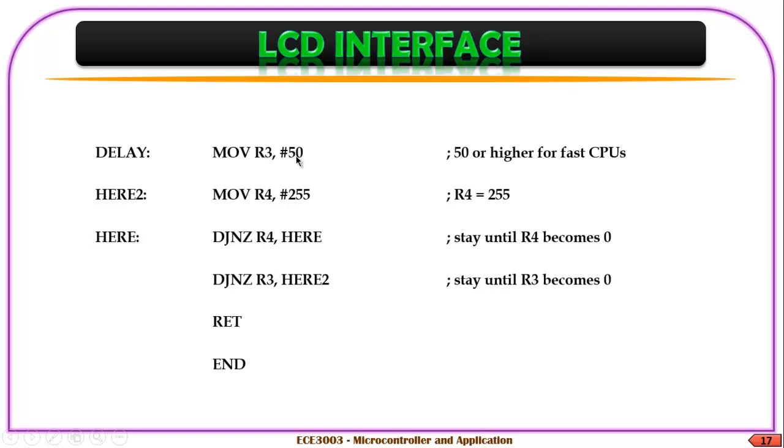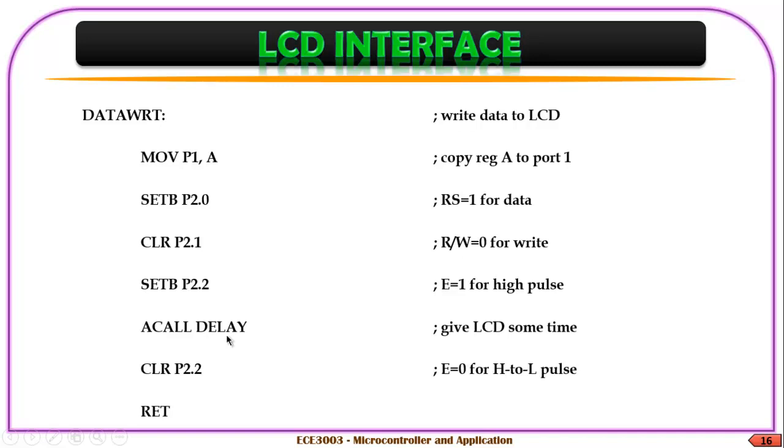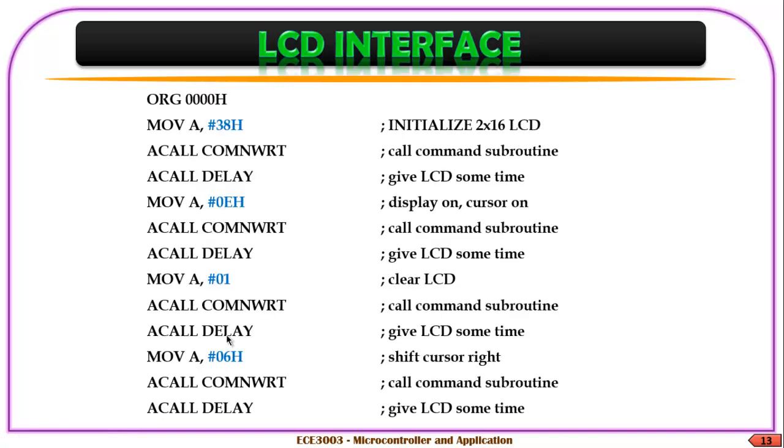R3 was initialized to 50, so now it has been decremented by 1 to get 49, and it will come back to here. Again, it reloads the R4 value. So this loop will behave as 50 multiplied by 255 executions of this entire code. Because of this large execution of instructions, it generates a delay. That delay is more than enough for our LCD screen delay purpose. Once you did this, you get to a return, and we come back to the call delay here.